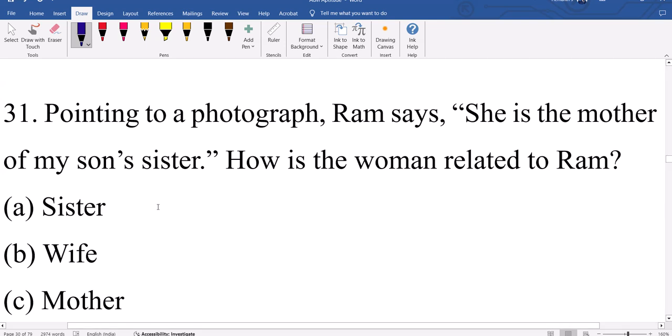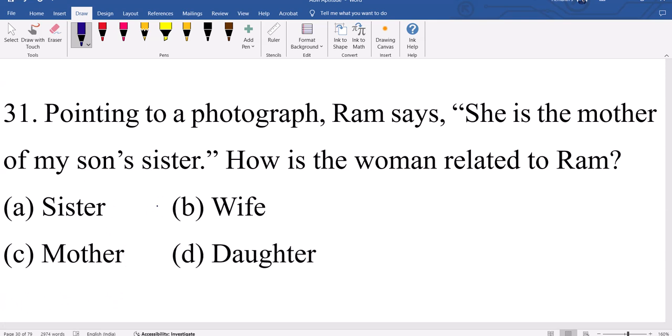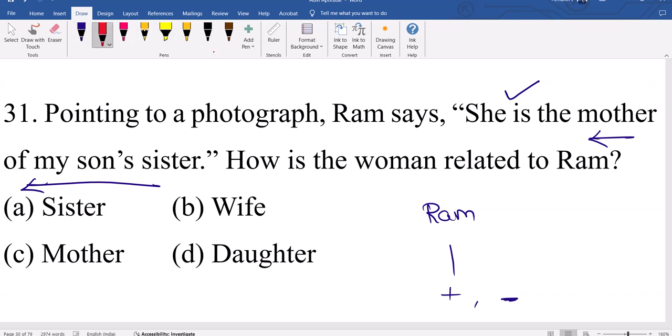Yeah. This question, no bug. What's your answer? Wife. Okay. See, a word read from back to front. After the word is, read from back to front. My means Ram. Ram, son, sister means Ram, daughter. Mother is nothing but that woman. So Ram, daughter, mother means Ram, wife. So how is the woman related to Ram is nothing but wife.